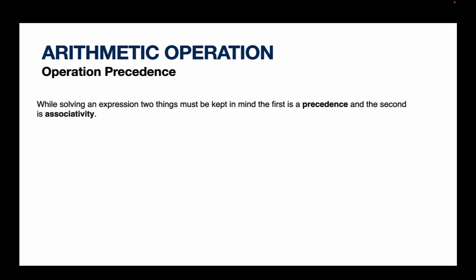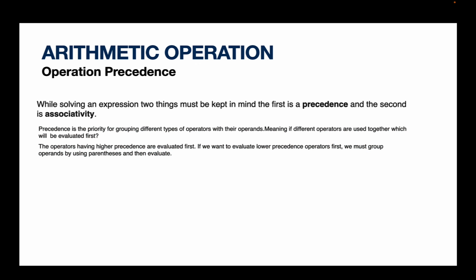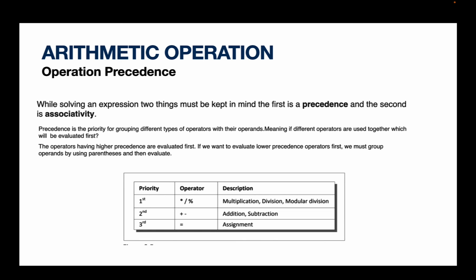While solving an expression, two things must be kept in mind. The first is precedence and the second is associativity. What is precedence? Precedence means if different operators are used together, which will be evaluated first. As you see in the previous example, although subtraction and multiplication were together in the same expression, because multiplication has higher precedence, it's solved first.